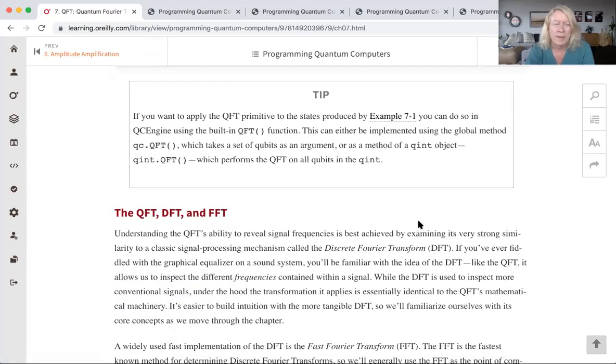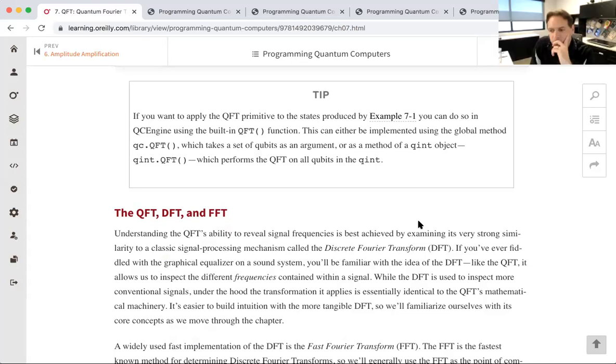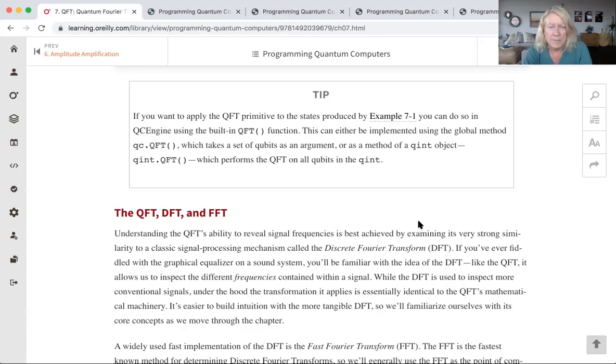Then they have a tip. If we want to apply the QFT primitive, we can use the built-in function, and we can apply it globally or as a method on the QInt object. So that's similar to these functions that they're creating for us.